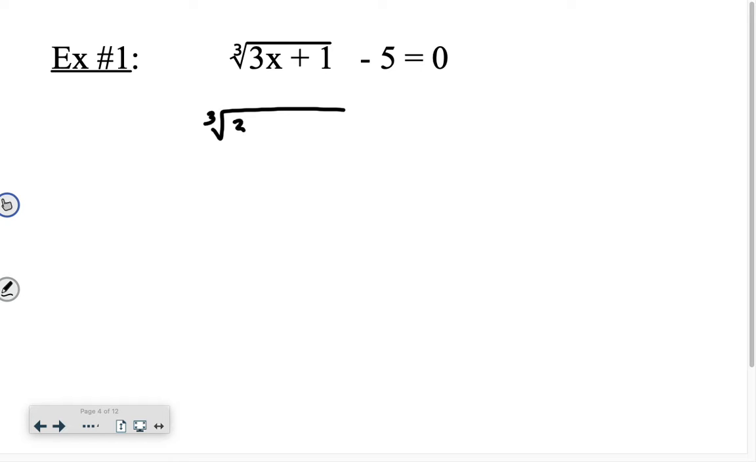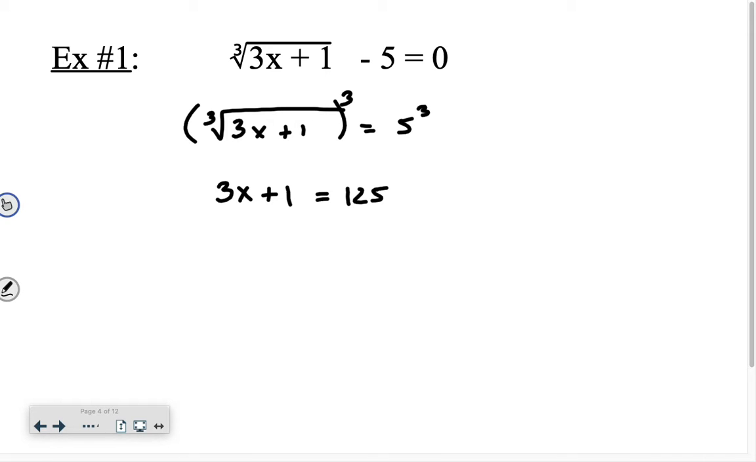So we have the cubed root of 3x plus 1 equal to 5. Now what? What do we do next? Yeah, cube both sides, because now I want to get the radical out of there to make this problem easier. So we're going to cube both sides. Left-hand side, when you cube it, that radical goes away, leaving 3x plus 1. Right-hand side, when I cube the 5, we get 125.